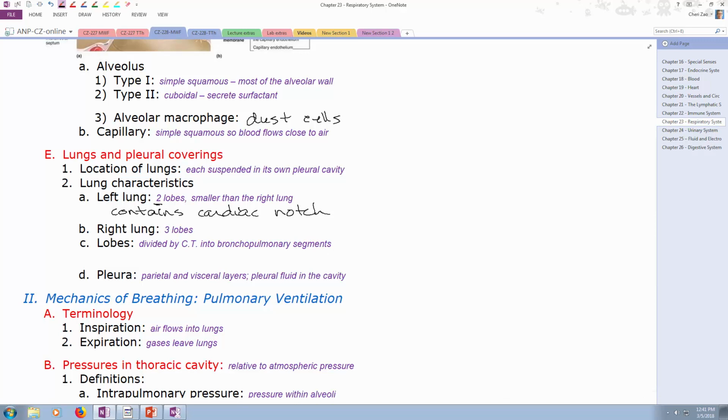Each lung is divided into lobes, 2 on the left, 3 on the right, and this is by connective tissue, and each lobe itself is divided into smaller segments called bronchopulmonary segments via connective tissue. Each bronchopulmonary segment will be serviced by its own artery and vein.